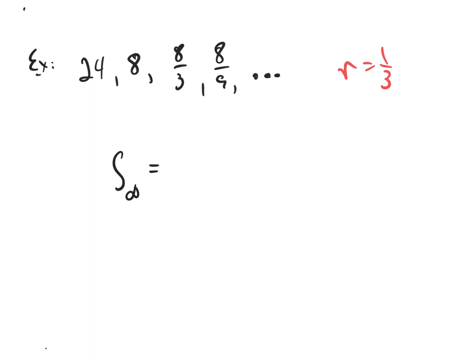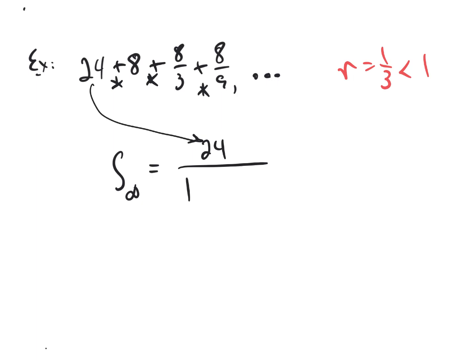Okay, and because that number is smaller than 1, now if I turn the commas into pluses, we can now add up an infinite series. And all we need is the very first term. So you can see the first term written right in front of us, 24, and divide by 1 minus the common ratio, which we've just figured out is 1/3. And that's all there is to it.